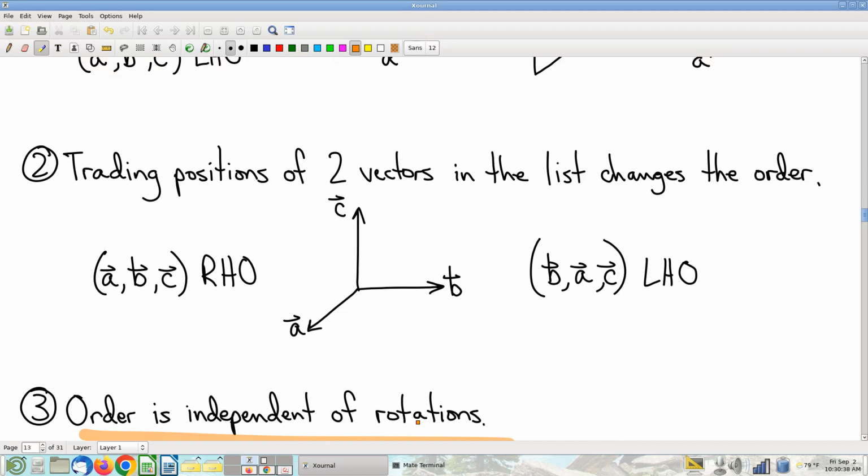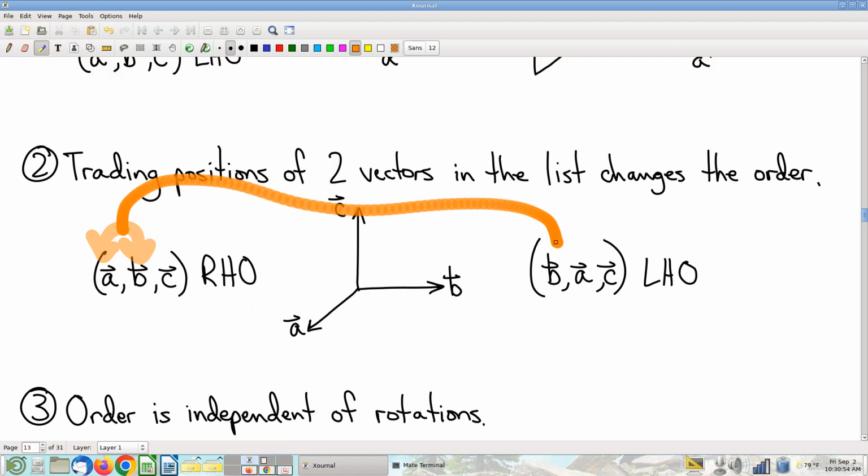This one you just have to kind of gesture your way through, but if you have a list that's right-hand order, such as this one that I've drawn here, if you change the positions, if you trade A and B, for example, right? So it was A first, B second. Now it's B first, A second. So I swapped just those two vectors. I claim that changes the order. And so, again, pretty easy gesture process, thought process.